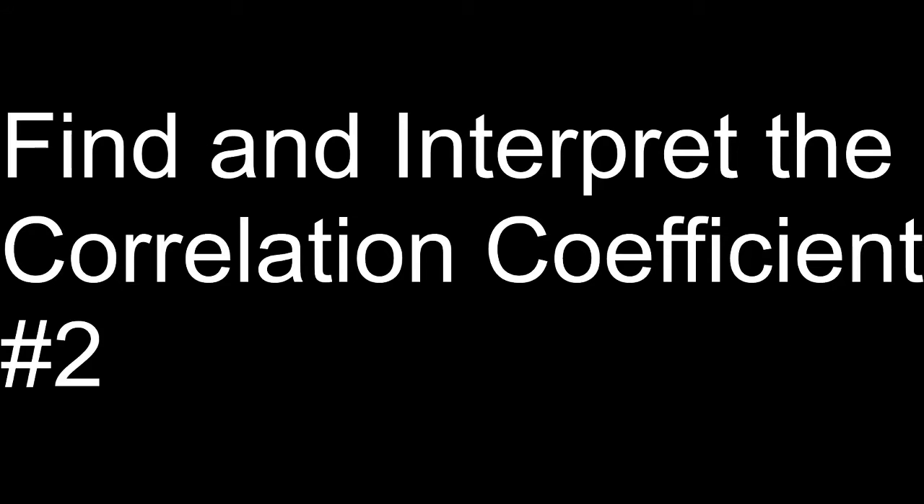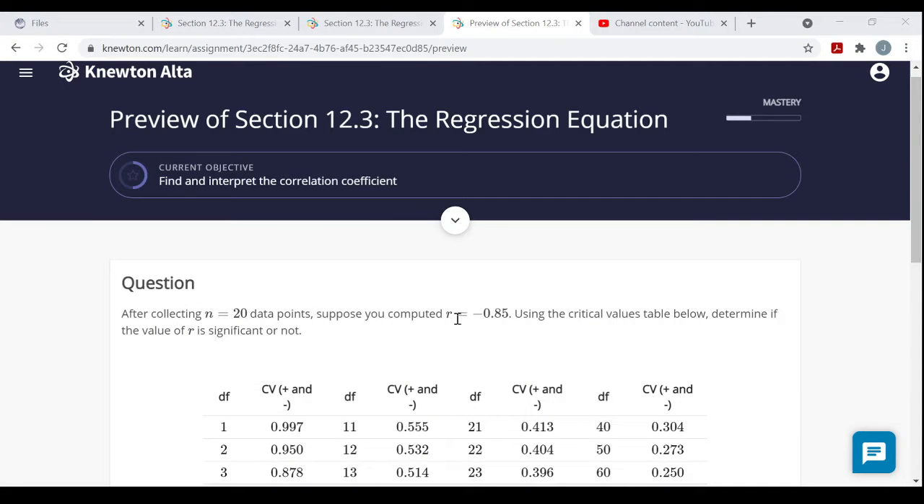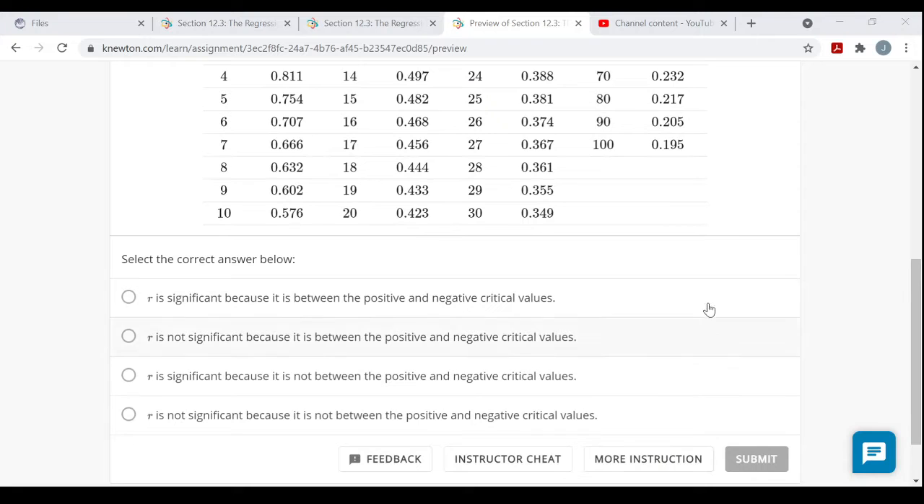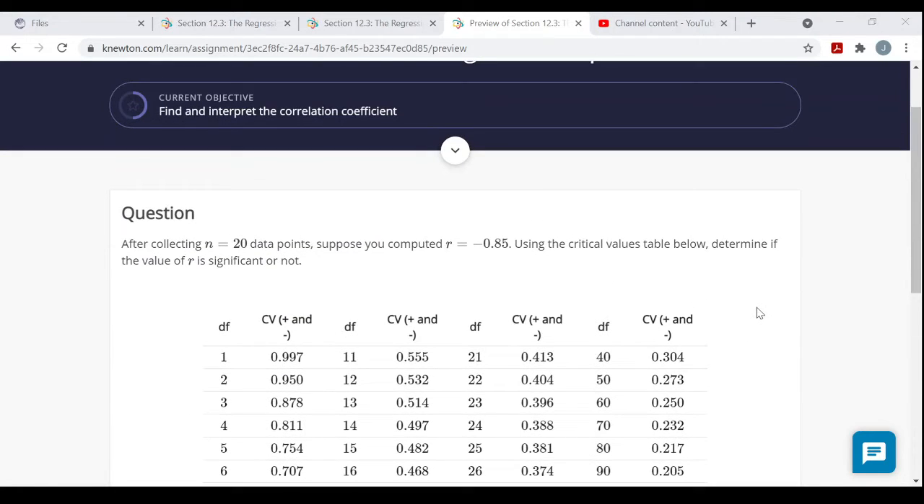Alright, so let's take a look. Again, I hope you watched the first video. I did a lot of talking about this stuff. If you want to see more about the topic, click on more instruction, look at their videos, their notes, their examples. Hopefully those help. Say after collecting 20 data points, n equals 20, suppose you computed the correlation coefficient, this r, to be negative 0.85. Using the critical values table below, determine if the value of r is significant or not.